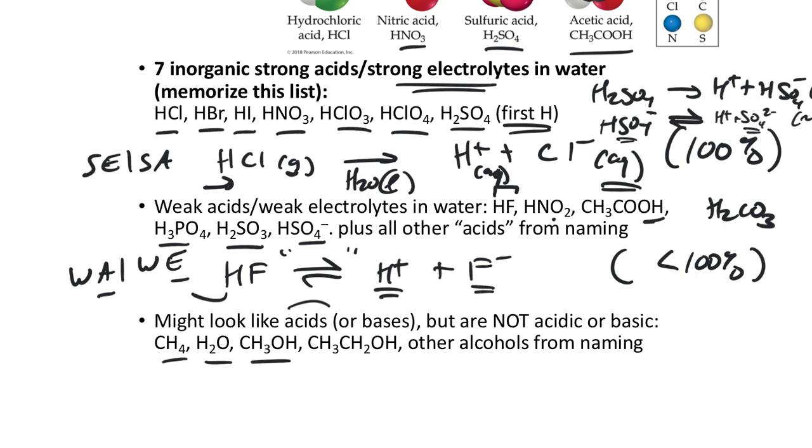Methanol looks like acetic acid. Notice when I write CH3COOH for acetic acid, this is the acidic group, not CH3OH. Simple alcohols are not acidic, so methanol is not acidic. If it was, we probably would have changed its name to something like methanol acid or something. Notice all the acids tend to end in the word acid. Methanol doesn't end in the word acid, so it's not acidic.